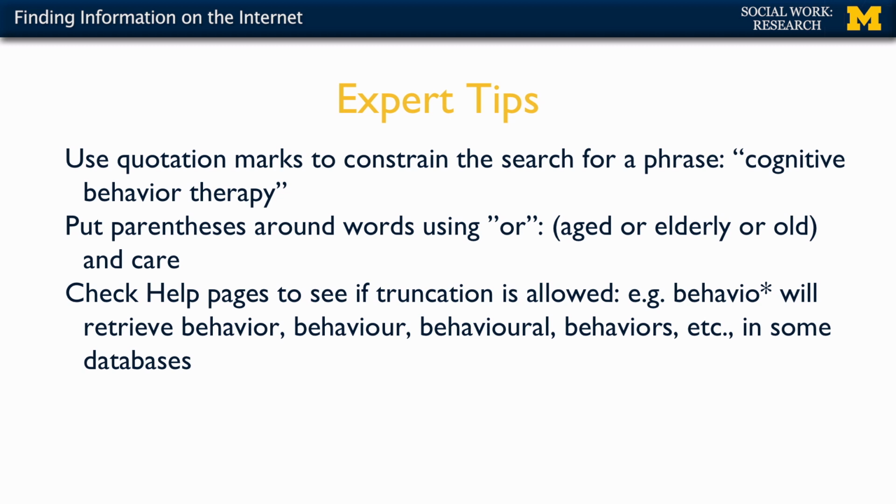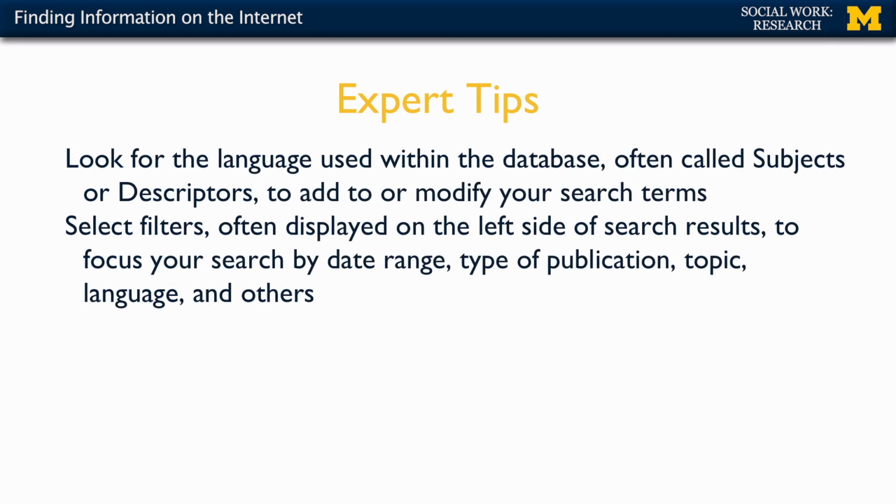You can check help pages in the database to see if truncation is allowed. So that means you can put an asterisk or other symbol behind a word and retrieve variants of that word. Some databases now have algorithms that will do that for you, so you want to double check if that's something that you'll have to do to maximize your output.